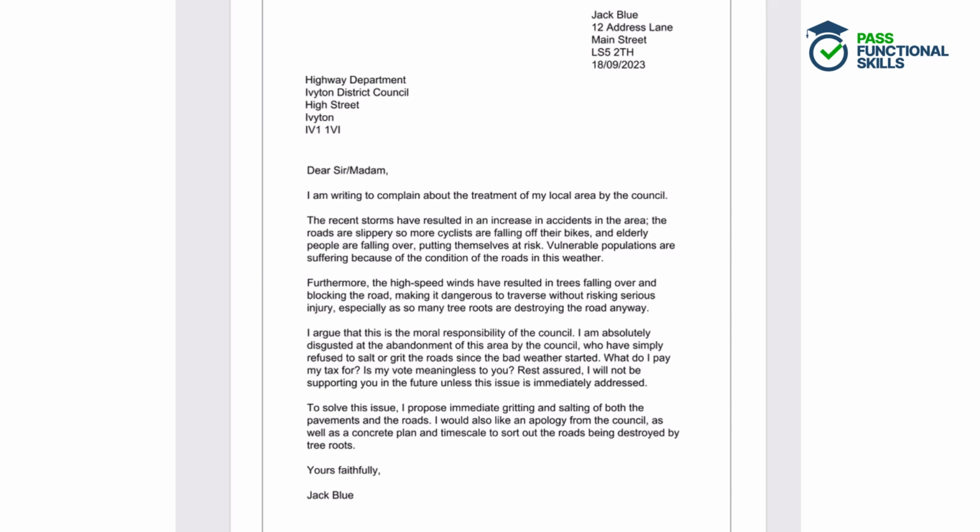Furthermore, the high-speed winds have resulted in trees falling over and blocking the road, making it dangerous to traverse without risking serious injury, especially as so many tree roots are destroying the road anyway. I argue that this is the moral responsibility of the council. I am absolutely disgusted at the abandonment of this area by the council, who have simply refused to salt or grit the roads since the bad weather started.